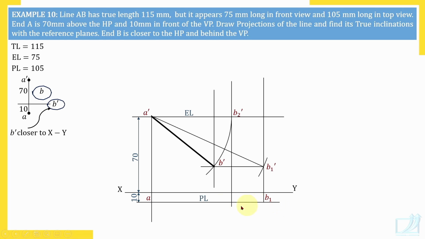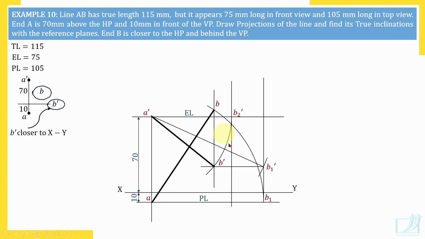Now rotate AB1. AB1 has length PL and AB also has the same length PL. And B is above XY line. So rotate AB1 above XY line to get point B on the projector of B dash. And here it is point B. Join A and B. So this is top view AB.